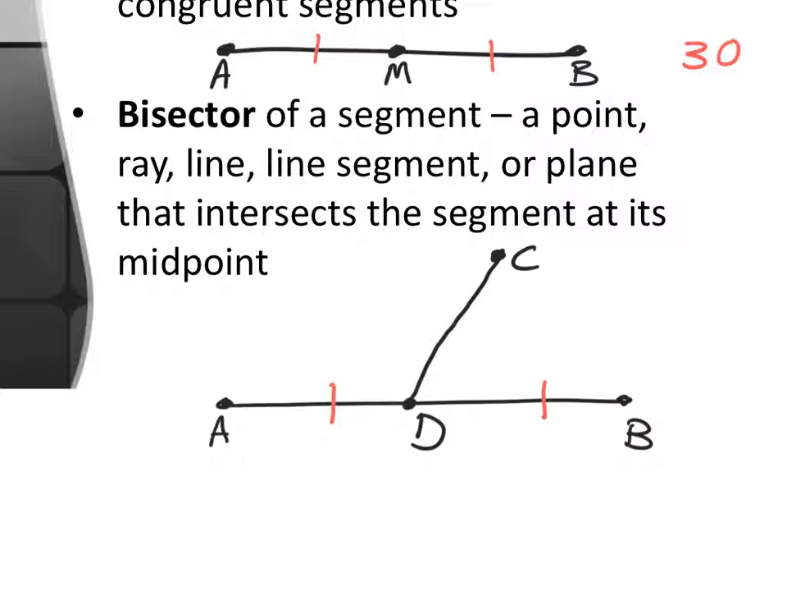It's very useful information. It doesn't seem like it at first, but you go, if that's the bisector, now I know that the left side and the right side of this are congruent to each other. They're the exact same size.